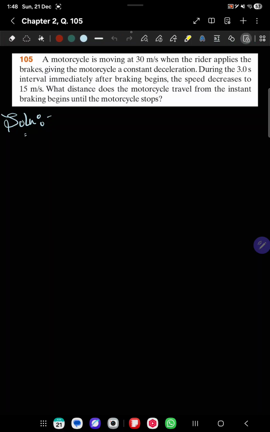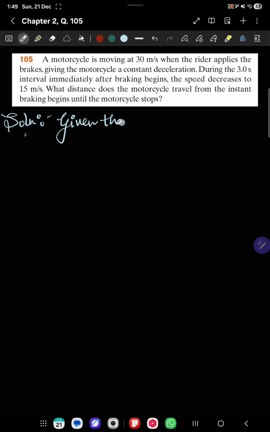Okay, so in this question, we need to find out the acceleration, then the time taken from the moment the brake has been applied till the moment the bike finally stops, and with the help of that time we can find out the distance the motorcycle will travel. So let me write down what all things have been given to us.